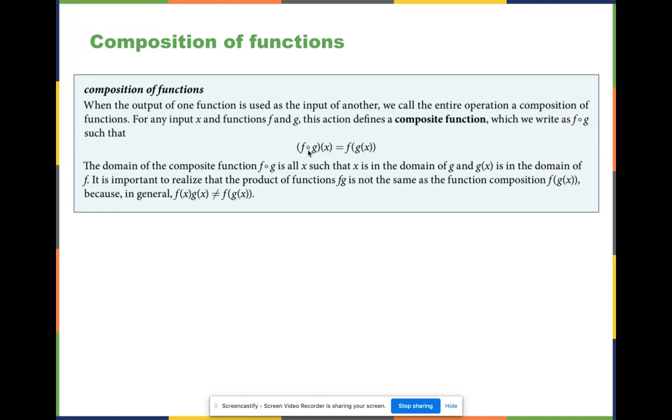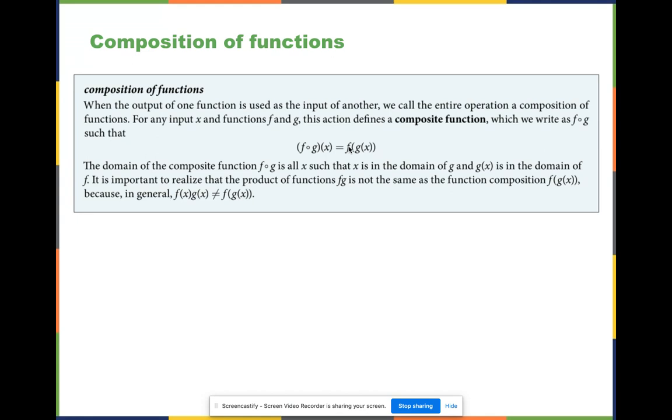Okay, so what is new to you here? Probably this notation. It's a little circle, and it looks kind of like a degree sign, but it's lower. Okay? So this is the way we represent the composition of functions. And the way we would say this is f composed with g of x. Okay, so f composed with g of x. And what this means is f of g of x.